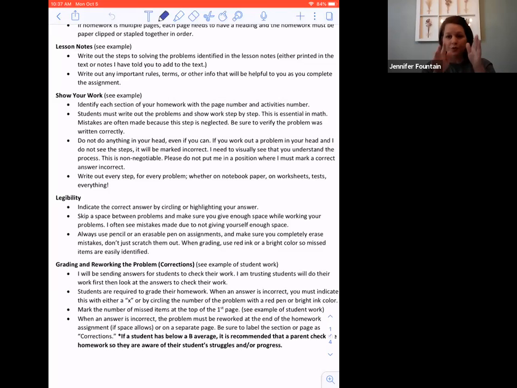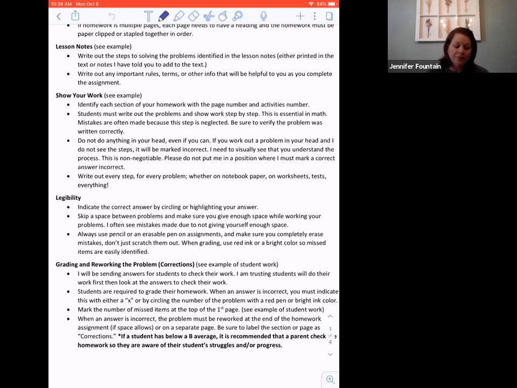Now, this is when you're doing your first run, like you've accidentally written a 3 instead of a 5. I'm not talking about when you're reworking the problem. That's going to be done on a separate sheet. I do not want you to erase work to make corrections. I'm talking about when you're writing the problem down and you make a mistake as you're doing your initial work. So make sure you erase it.